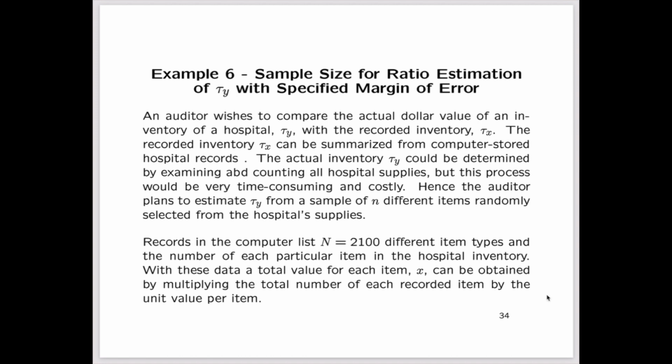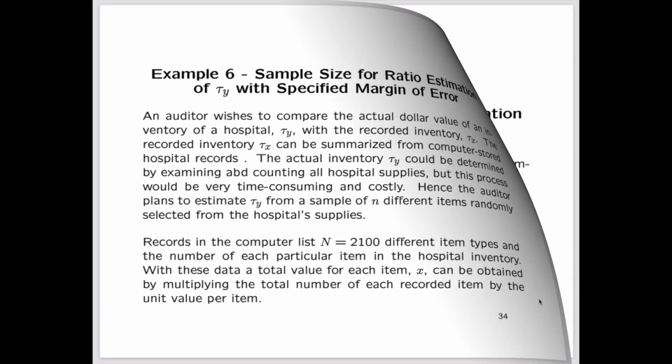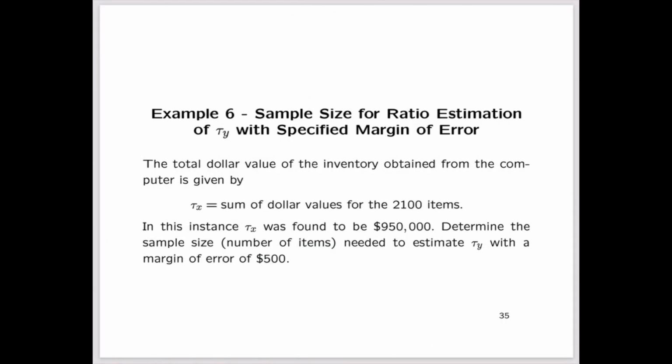With these data, a total value for each item, x, can be obtained by multiplying the total number of each recorded item by the unit value per item. Now the total dollar value of the inventory obtained from the computer is given by tau sub x, the sum of the dollar values for the 2100 items. In this particular situation, tau sub x was found to be $950,000. Determine the sample size, the number of items needed to estimate tau sub y with a margin of error of no more than $500.